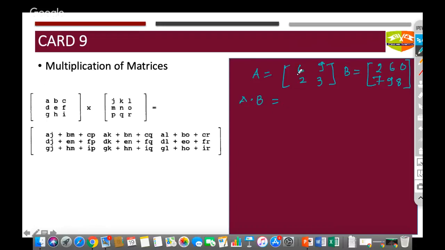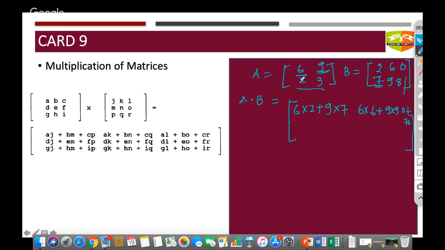So you look here, I take the first term, 6 into 2, plus I'll take the second term here and multiply it with this 7. So this becomes 9 into 7. Now I'll take 6 here and multiply it with the second here. So 6 into 6 and plus 9 into 9. Then I'll take 6 into 0, which becomes 0, and 9 into 8, which becomes 72. And I'll do the same thing here. I'm exhausted with all the columns here.